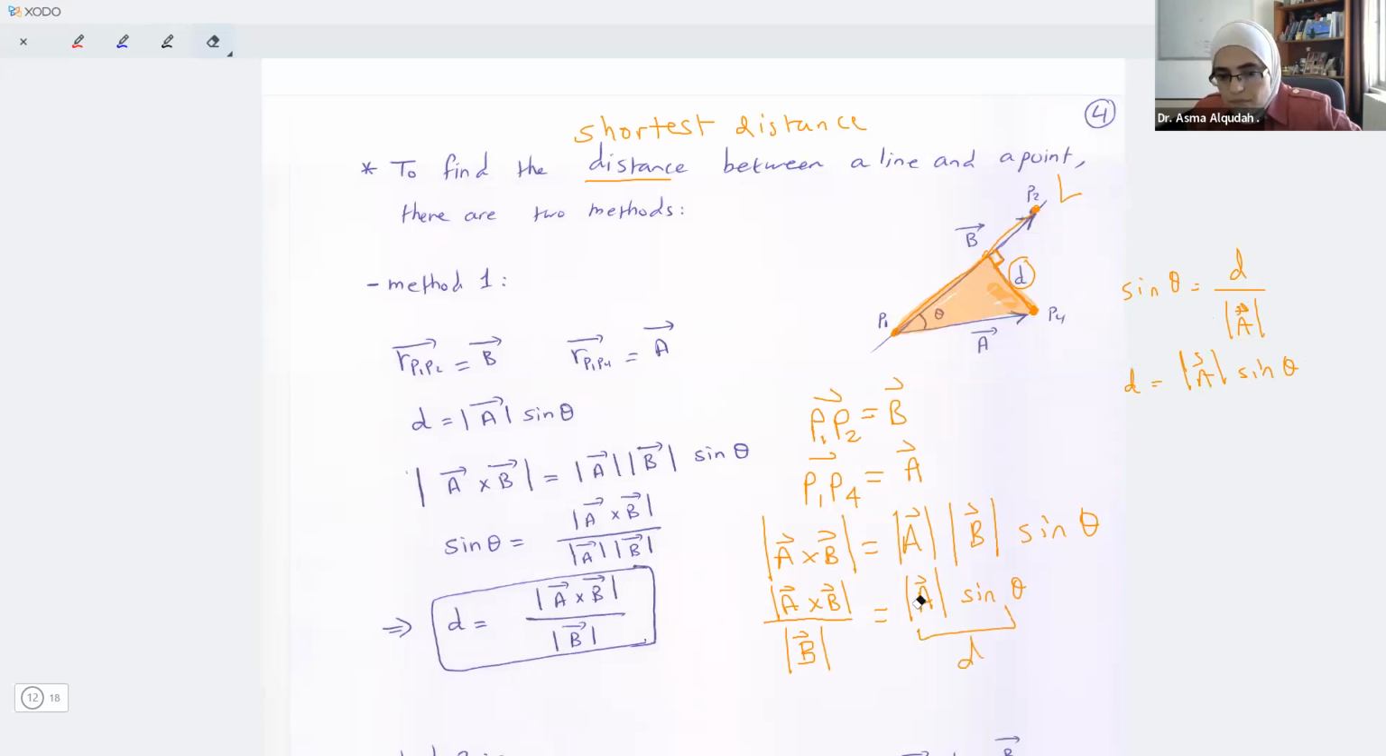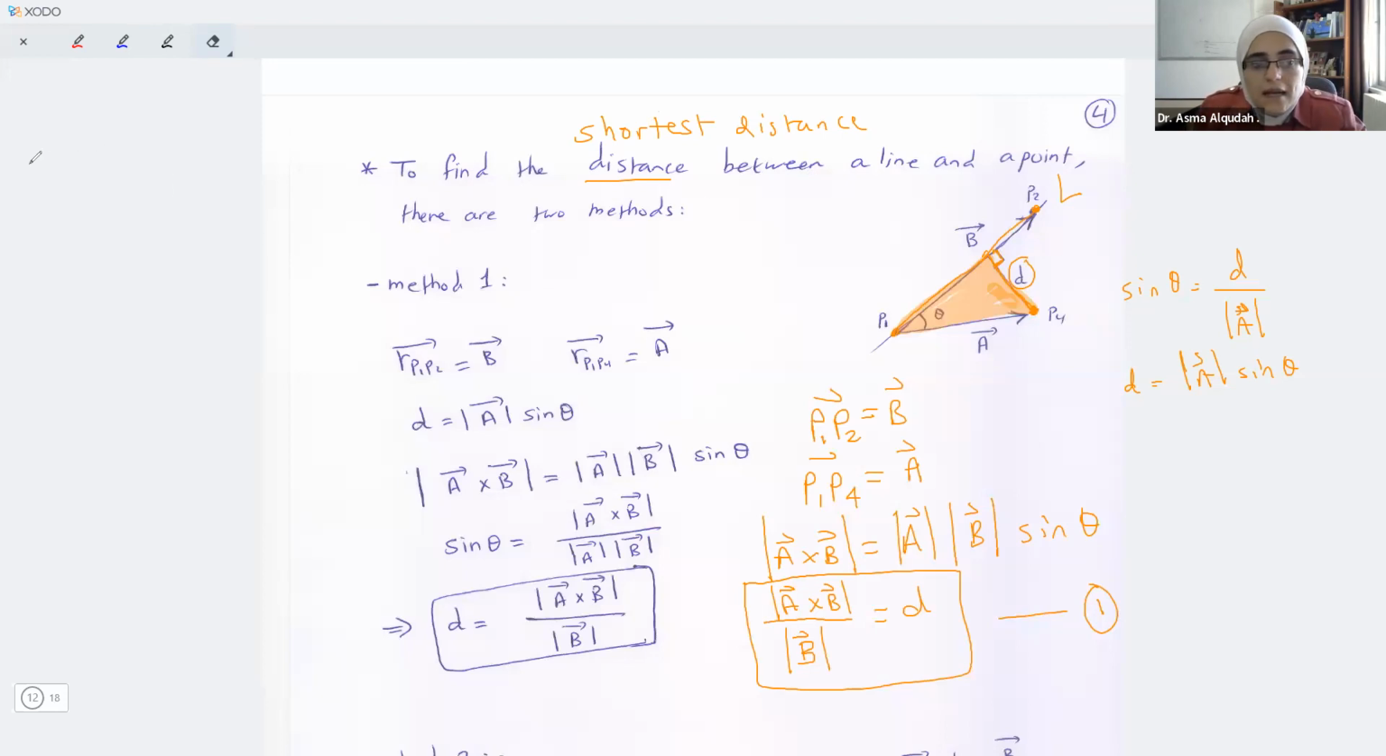So we remove this and we say D, the distance, is equal to the magnitude of the cross product between A and B divided by the magnitude of B. So this is one way on how to find the shortest distance between a point and a line, okay? The other method for finding D is as follows.